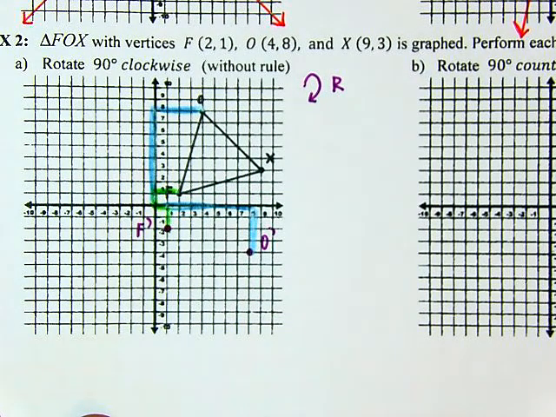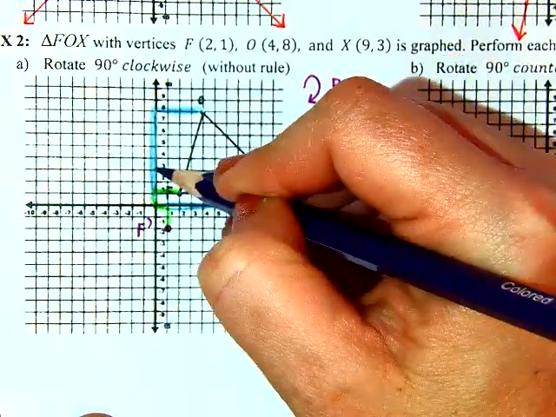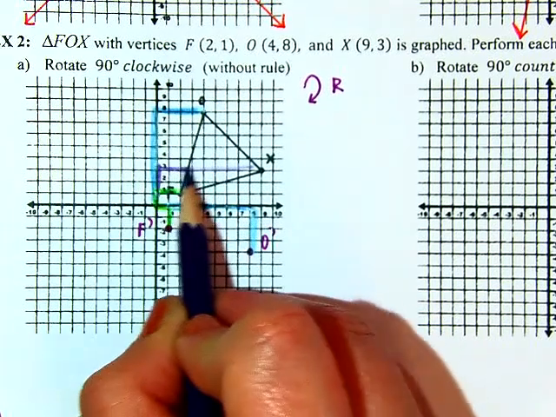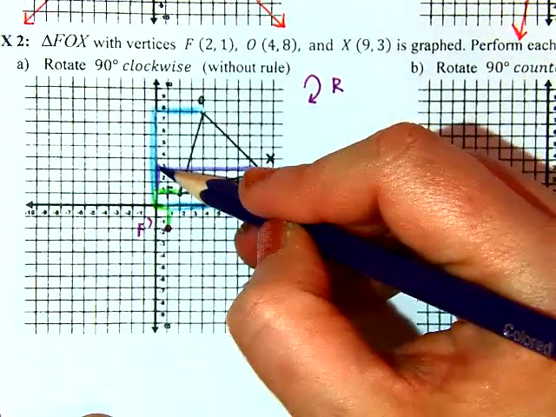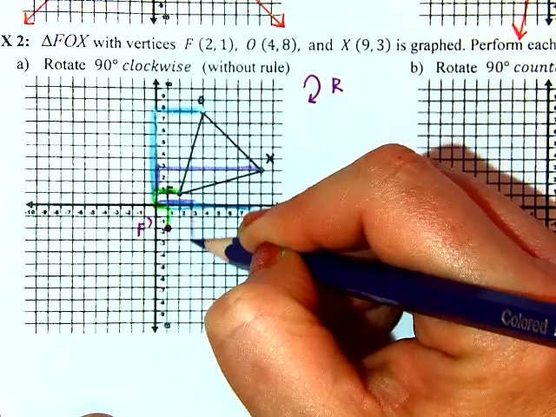Okay, the last one I have to move. I'm looking at X. So for X, I'm going up 3. And I'm going right 9. So now I need to go right 3 and down 9.